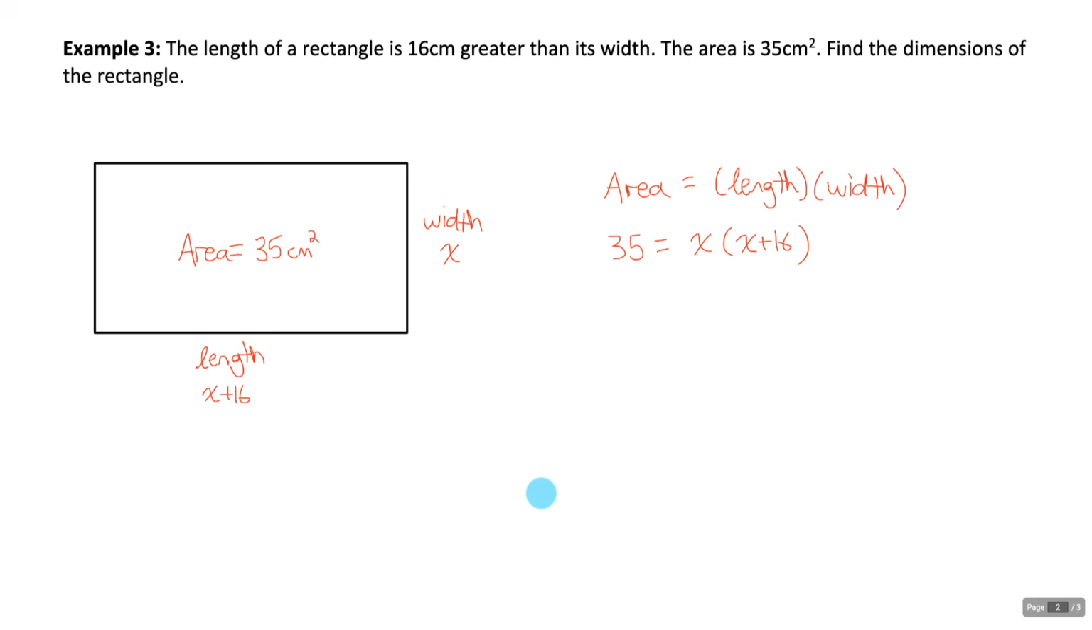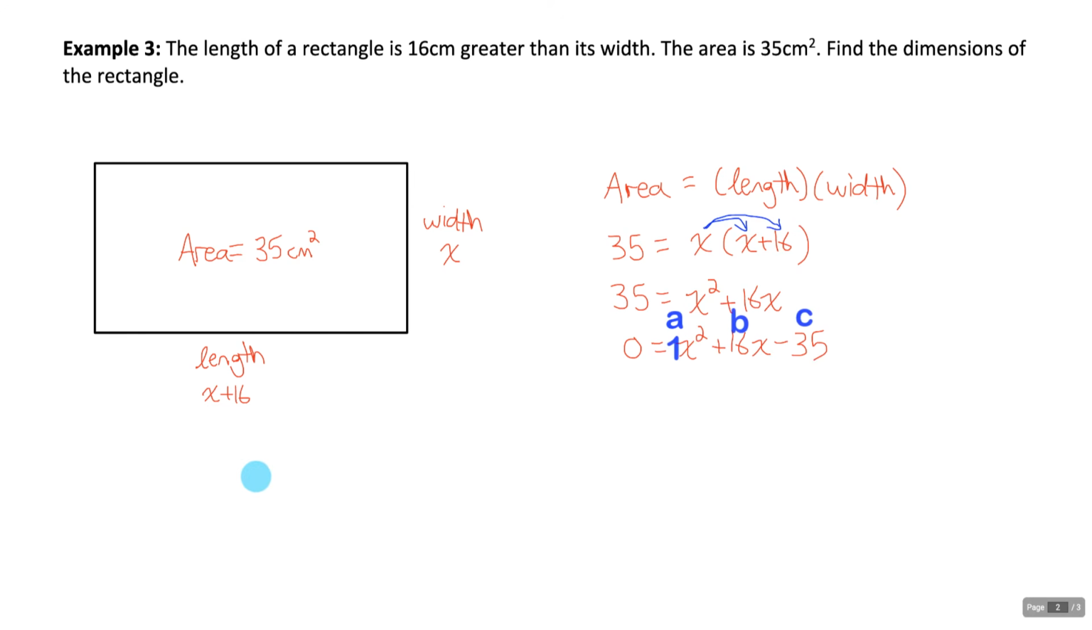I just wrote it that way because when we do our expanding, it'll be easier to think of it in that order. In order to solve this equation, we are going to have to expand it, so I'll have to distribute my x to both terms in the binomial. And when I do that multiplying, x times x is x squared, and 16 times x is 16x. I see that it's a quadratic equation because it has an x squared. Set it to 0 by moving the 35 to the other side. And then we're going to need to solve this quadratic.